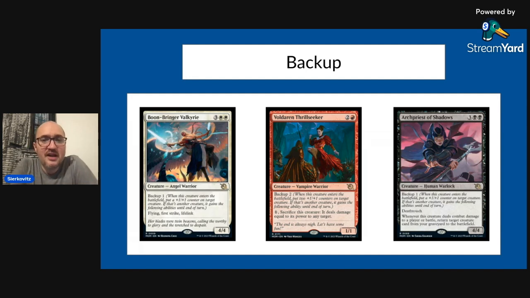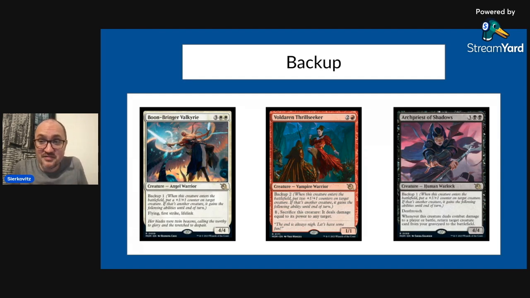Now, importantly, if you don't have another creature, you can always put the backup counters on itself. They won't get the second instance of those abilities. Let's say Boonbringer Valkyrie will not get Flying, First Strike, and Lifelink for the second time, which is not important in case of those abilities, but maybe some other abilities might be relevant.